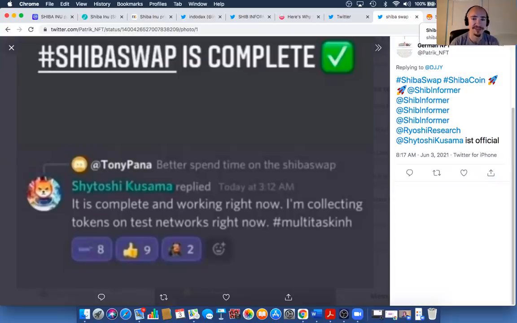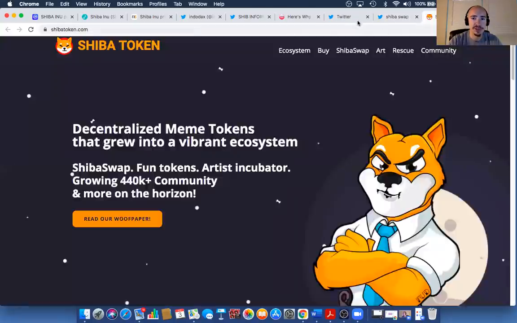Now, Shiba Swap is complete. This is coming out of Shytoshi. So it's complete, working right now. I'm collecting tokens on the test networks right now, hashtag multitasking. So all indications are that we are going to see a Shiba Swap here in June 2021. Of course, the DEX will have Bone and Leash as well. So don't forget about Leash as well.